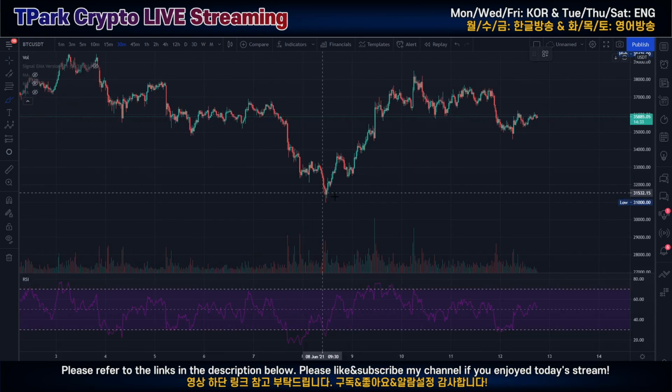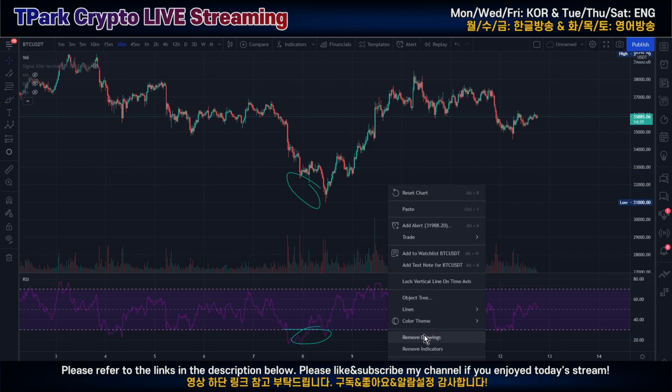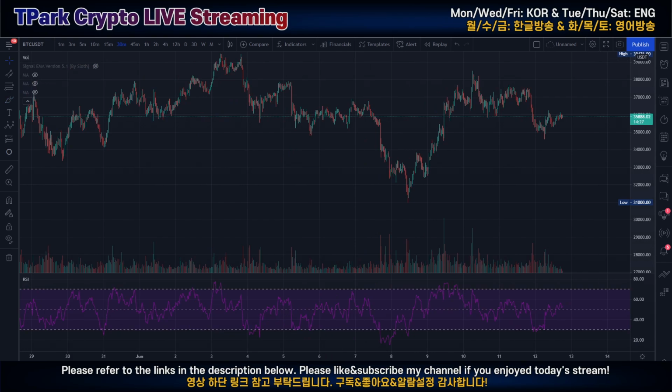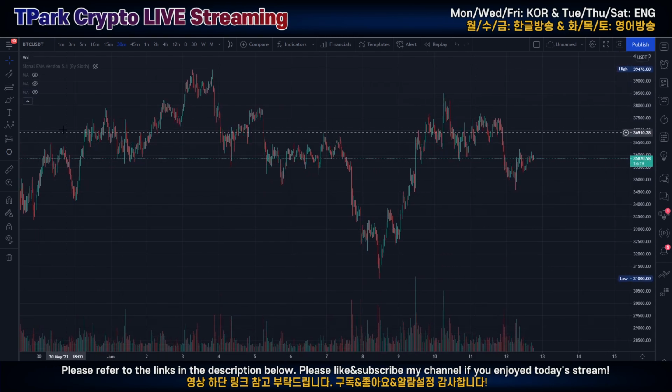Right here, right? There was divergence, clear divergence. So this is how you realize, oh okay, we're at the end of the wave, and there might be a trend change after these indicators.